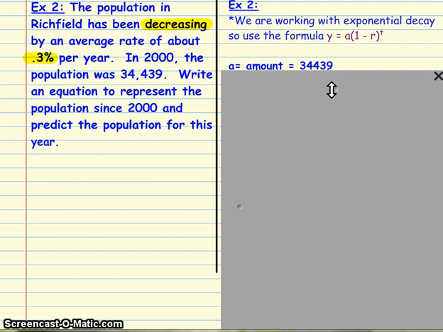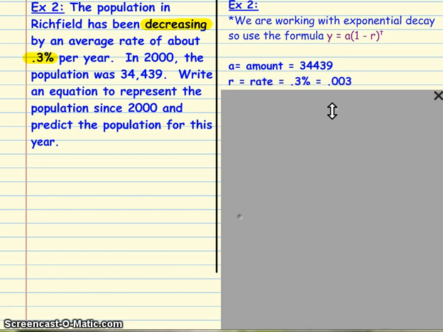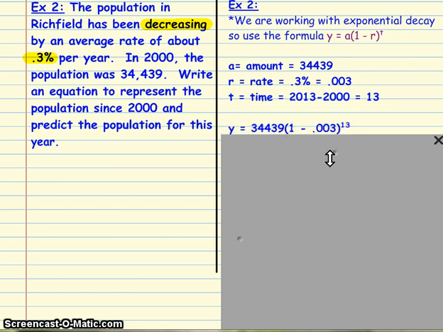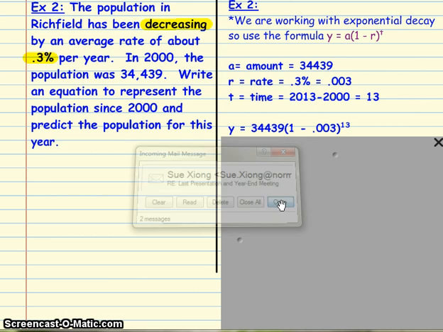Again, let's define what our variables are. A is the amount, in this case it's the population of 34,439. R is the rate of 0.3%. As we change this into a decimal, it becomes 0.003. And t, again, subtracting our year minus the 2000, we have been working with this population for 13 years. Alright, filling the numbers into our equation, this is what we have.